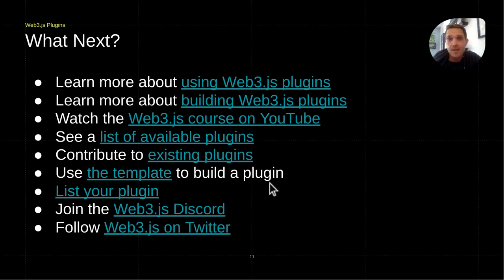If you've built a plugin and you'd like to list it on that list of available plugins that I mentioned earlier, we have just a simple JSON document that you can edit on GitHub. And once your pull request is accepted, you'll see your plugin showing up there on the Web3.js docs.